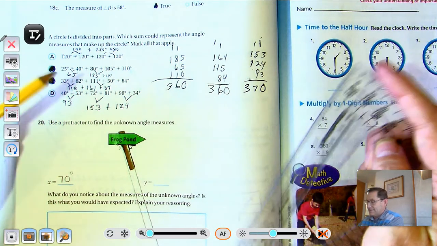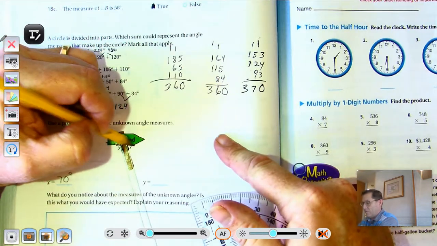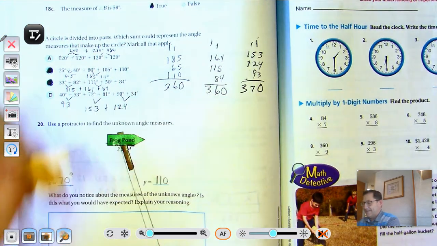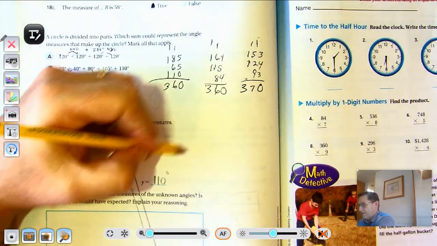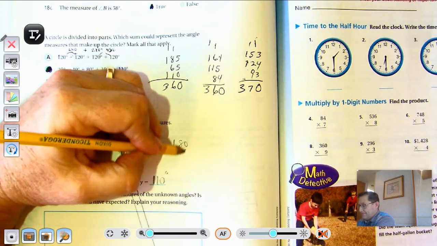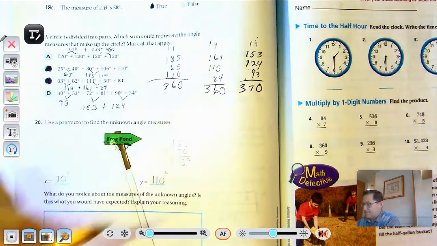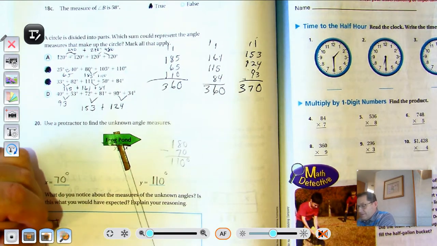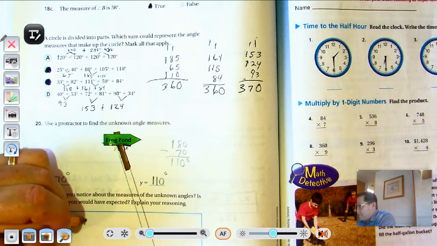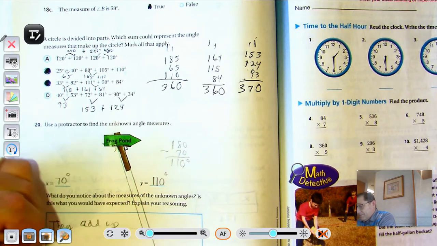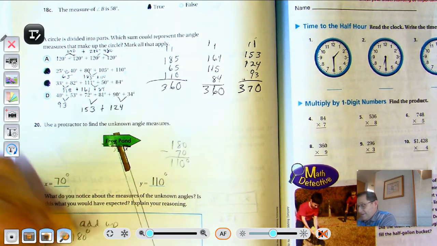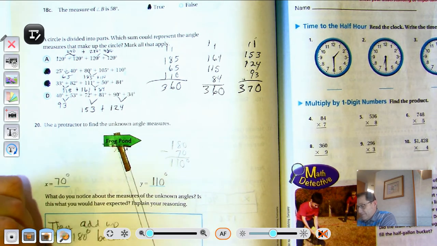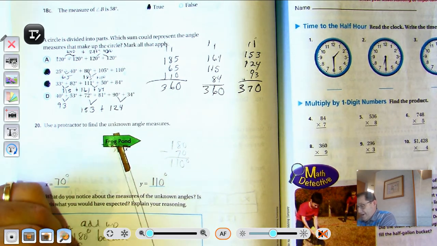And technically, they form a straight angle. So this has to be 110 degrees, because 180 take away 70 is 110 degrees. What do you notice about the measures of the unknown angles? They add up to 180 degrees because they form a straight angle.